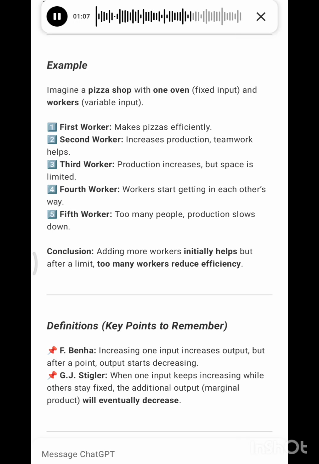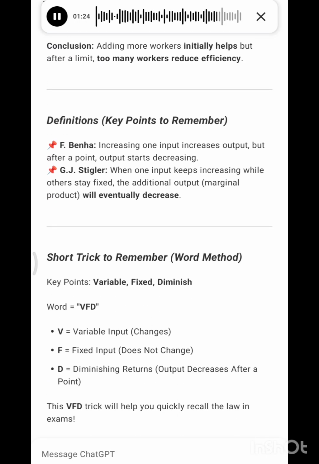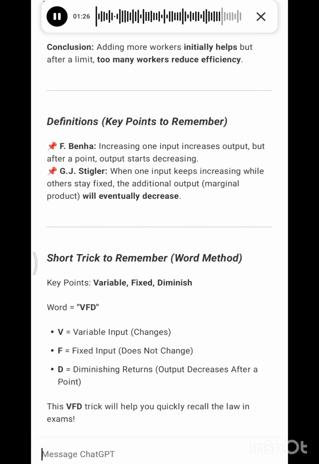Definitions, key points to remember. F. Benham: increasing one input increases output, but after a point, output starts decreasing. G.J. Stigler: when one input keeps increasing while others stay fixed, the additional output, marginal product, will eventually decrease. Short trick to remember. Key points: variable, fixed, diminish, word VFD. V equals variable input changes. F equals fixed input does not change. D is diminishing returns, output decreases after a point. This VFD trick will help you quickly recall the law in exams.